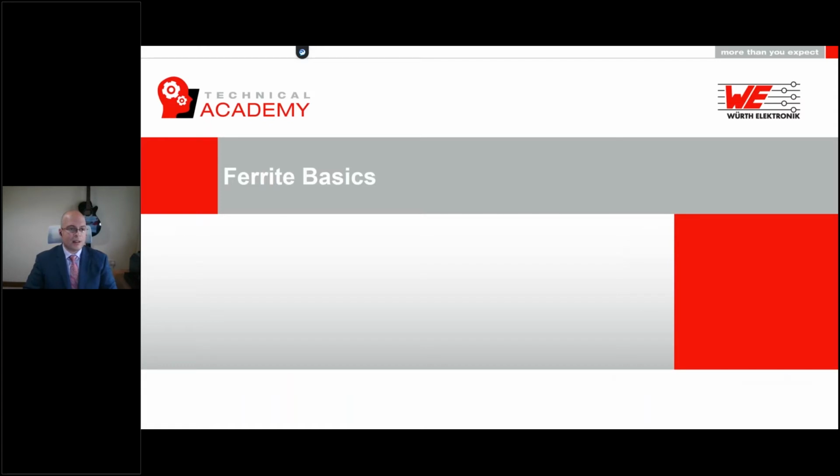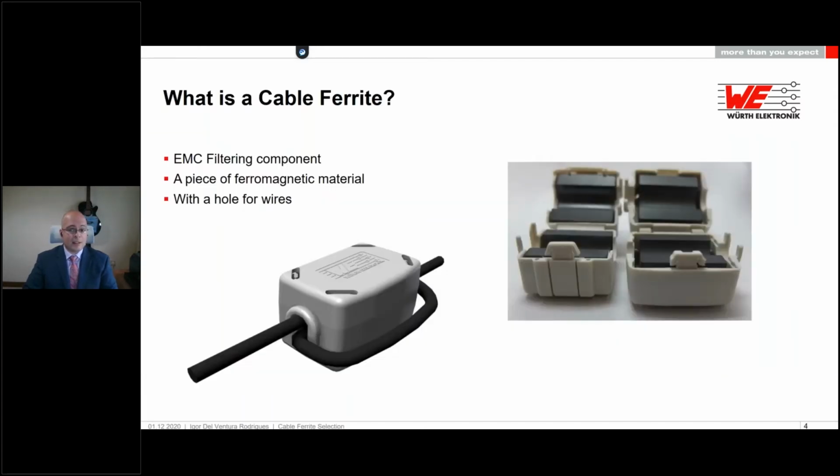So starting with the basics, the first question is, what is a cable ferrite? Here on the screen, you can see that the cable ferrite will be just a piece of ferromagnetic material that may or may not have a plastic enclosure, and it will go around a wire. It's got a hole where you will pass the wire through.